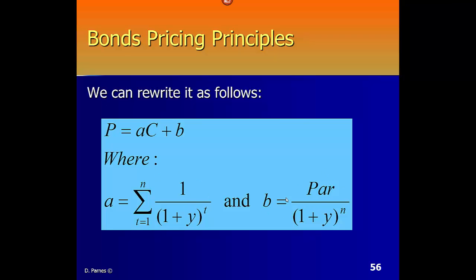And the intercept, which is completely unrelated to C, to the coupons, is the par value divided by 1 plus the yield to maturity to the power of n. This is the straight line relationship, the linear relationship that you can see. The price of the bond is the slope, after taking C outside of the brackets, times C, plus the intercept that has nothing to do with the coupon. That's why this is a straight line relationship.